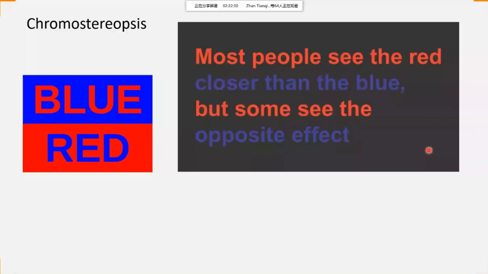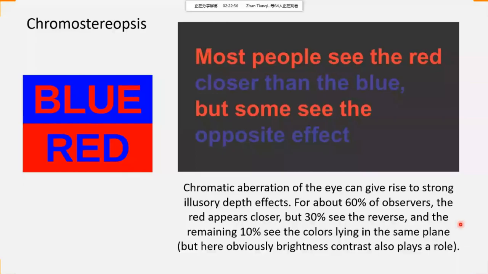And therefore, for me, chromostereopsis works at least a bit. It's not a strong effect, but there is some effect for me. But again, maybe you see it in a different way. So for some people, blue is nearer than red. Other people think they are about the same distance from us, or they are in the same level. And for about 60% of observers, the red appears closer. So I'm one of this 60%.